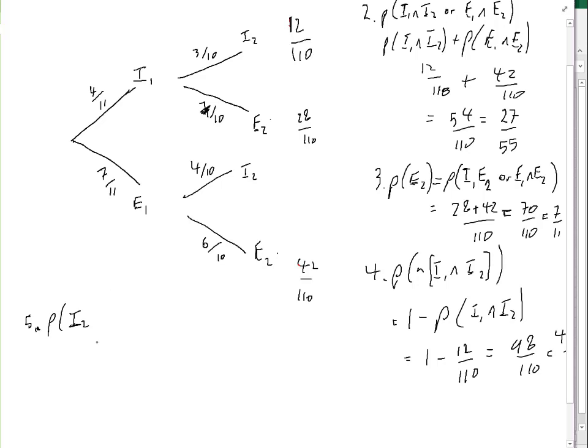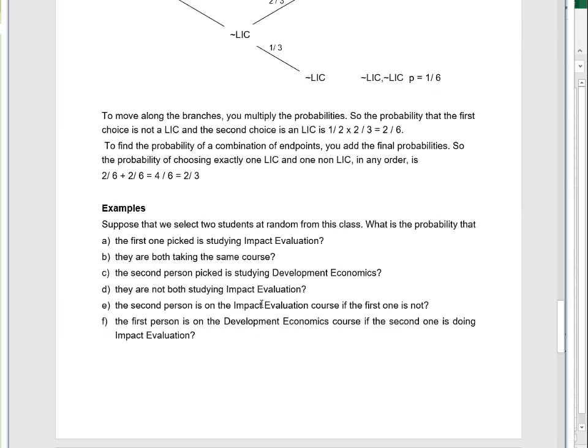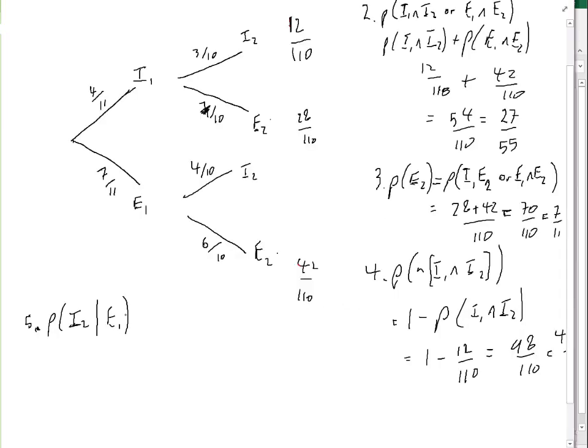Now here's the one we're writing as a dependent probability, given that the first one is E1. In other words, given that the first one is E1, the probability the second is I, which you can just read off because it's just this probability here. That's exactly what this is: the probability that the second one is I, given that the first one was E, so it's just 4 over 10. Straight from there.